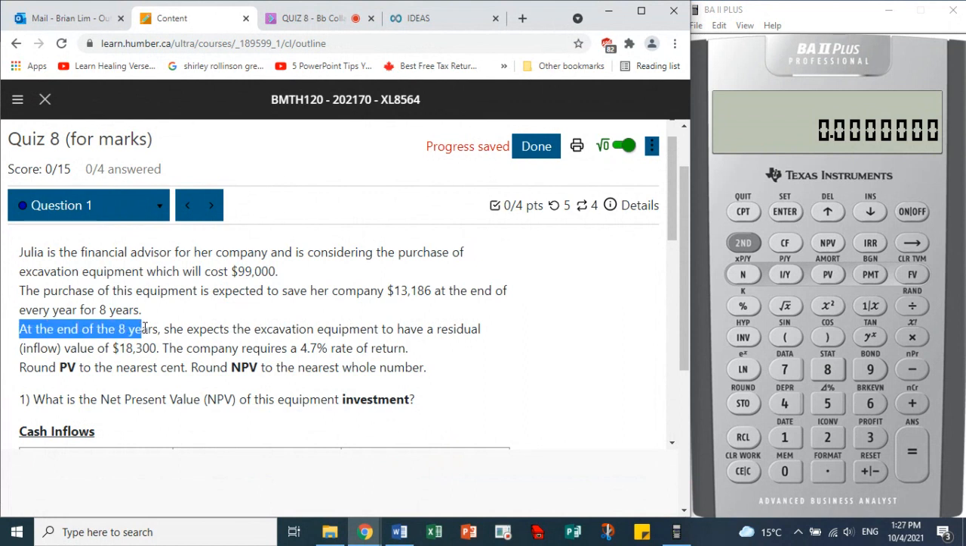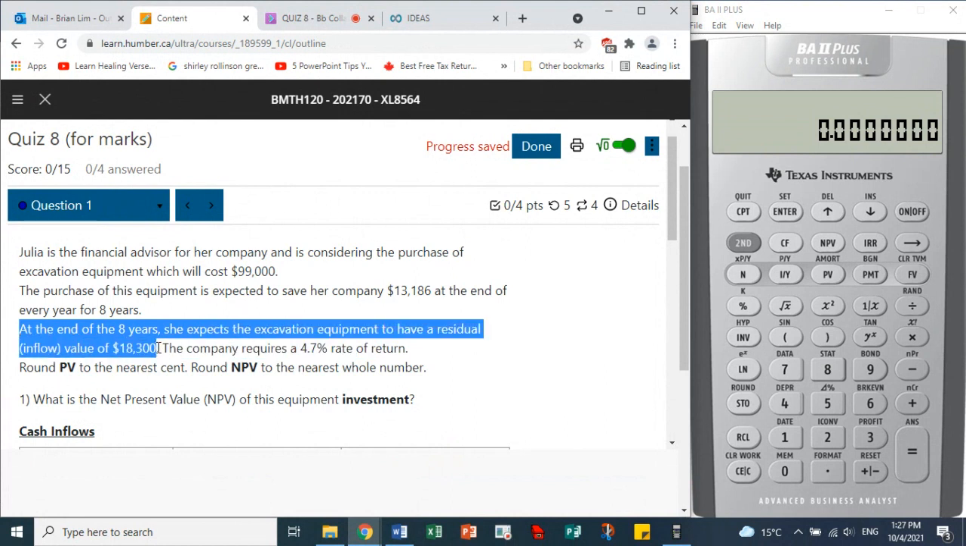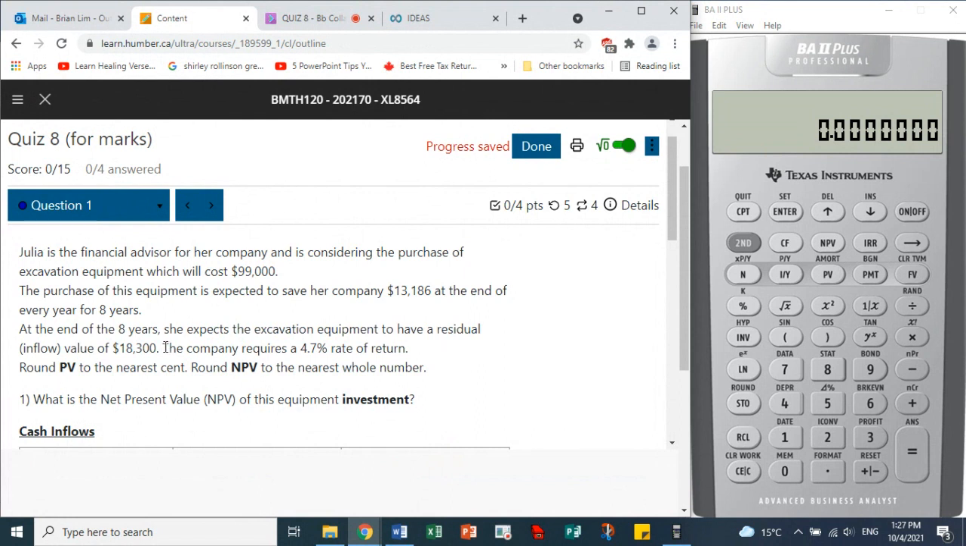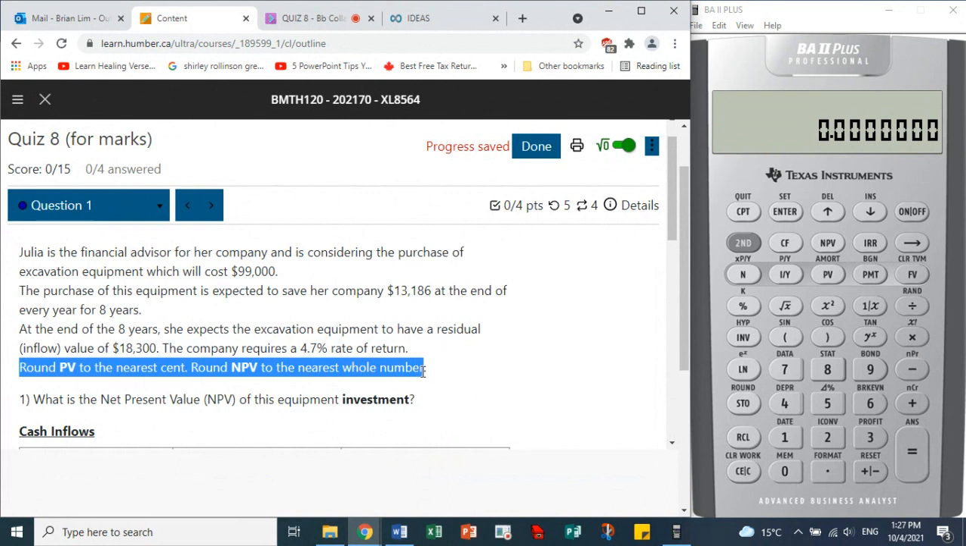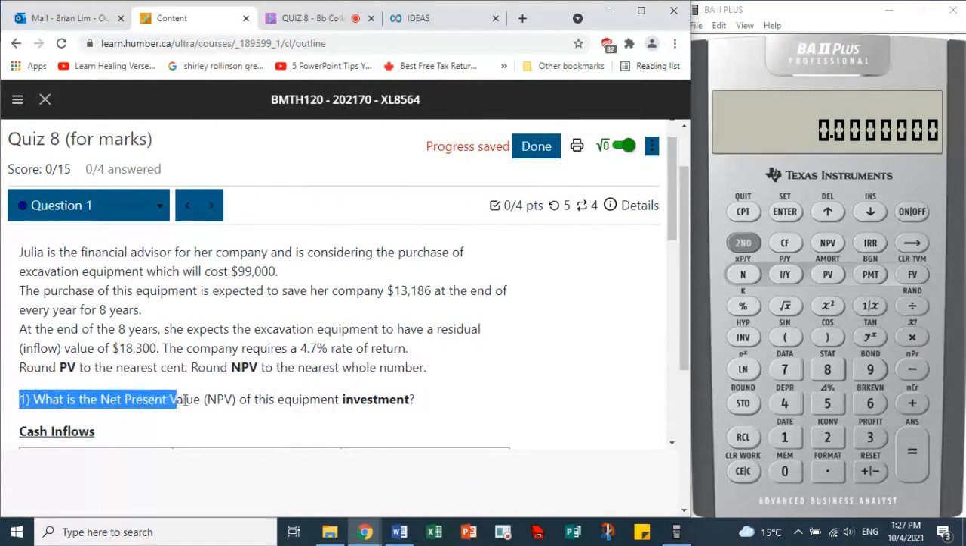At the end of the 8 years, she expects the excavation equipment to have a residual or an inflow value of $18,300. Okay, the company requires 4.7% rate of return. Round the present value to the nearest cent and round the NPV, which stands for net present value, to the nearest whole number. Here we have: what is the net present value of this equipment investment?